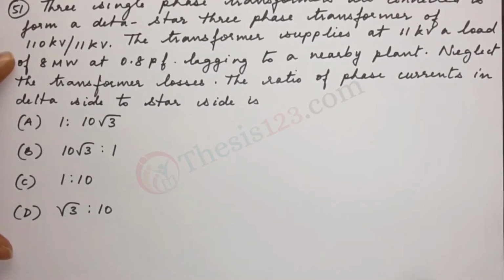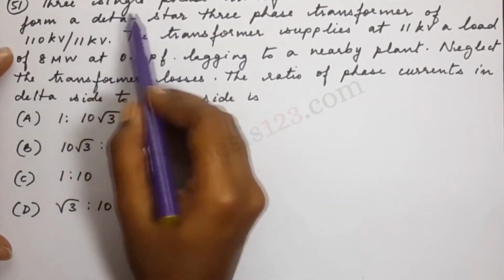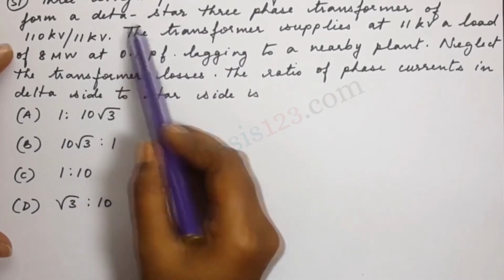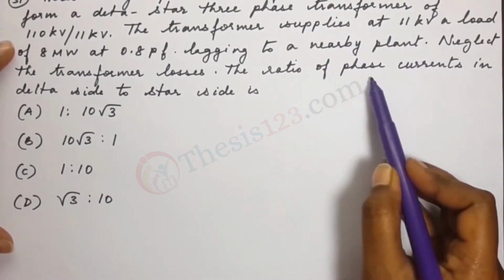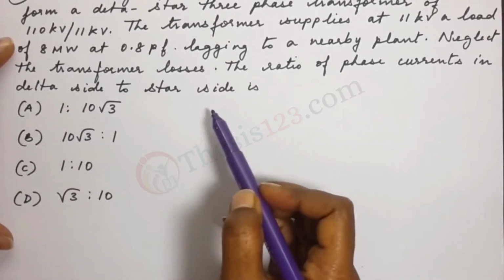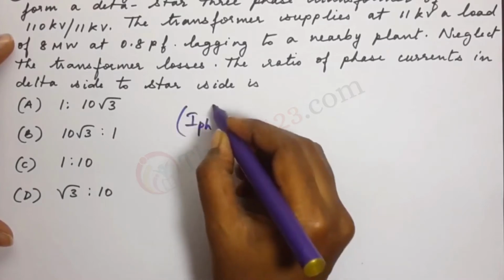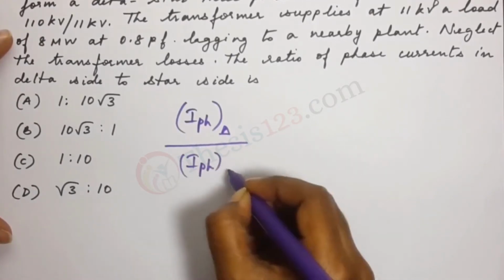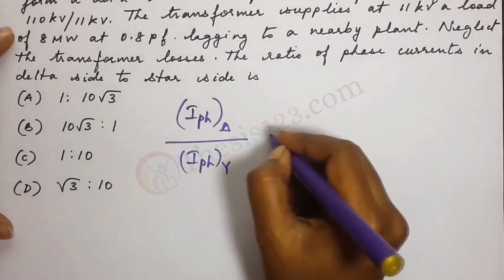Now, we do have a lot of information here, but we will have to be quite careful with what's given to us. It says that 3 single phase transformers are connected to form a delta star 3-phase transformer, and the ratio they have asked is to find the phase currents in delta to star, which means I phase of delta divided by I phase of star. This is the ratio of what we are supposed to find.